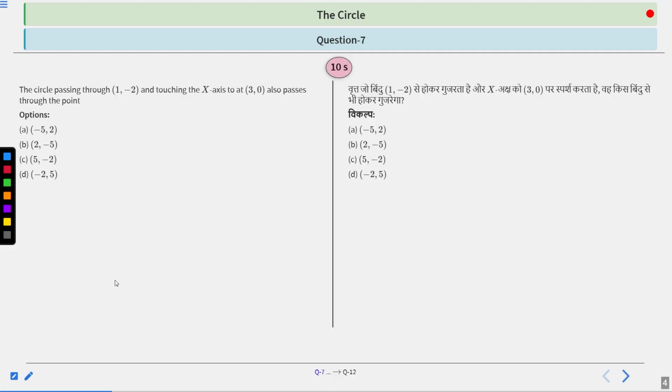The hint of this question is we can write the equation of circle passing through the point (1, -2) and touching the x-axis. Clear? And after that, by putting the value of (3, 0), we will get some condition. After that we can check whether any circle is passing through the given points or not, right? So in this way you can try to approach this question. You have 10 seconds to solve or think about this question. After 10 seconds we will discuss the solution, right?